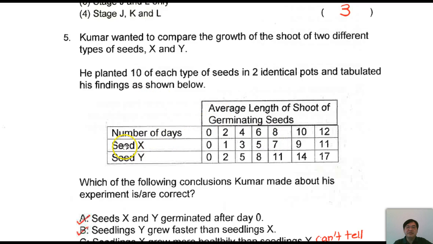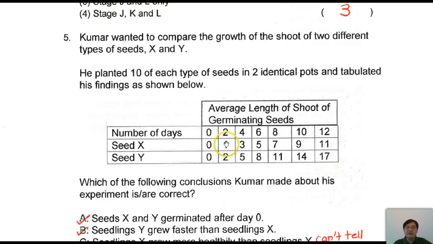So the type of seed is seed X, there are 10 of them. Day 0, it means it starts from today, nothing germinates, right? Same for Y, nothing germinates. Immediately on day 2, some of them germinate at about the average length of shoot of germinating seed. I do not know the number of days. This is one of them, and this is 2. I do not know if it is by cm or by milliliters, I'm not sure.